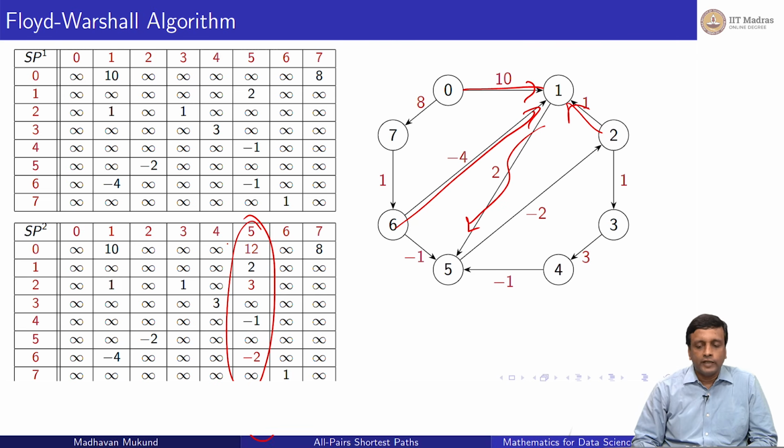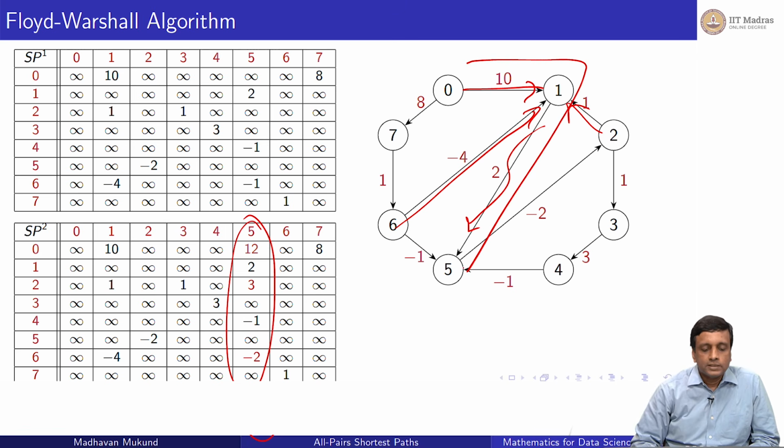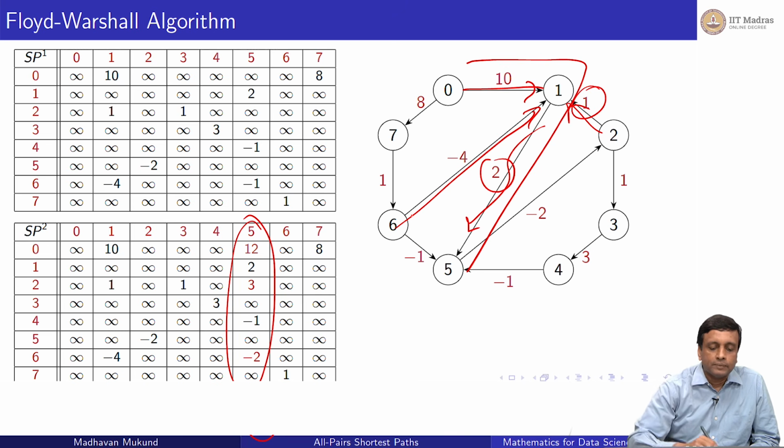So from 0 to 5, I now find that there is a shortest path, which is 10 plus 2. Okay? So I go 10 and then 2. Similarly, from 2 to 5, I find the shortest path, which is 1 plus 2, is 3. And similarly, from 6 to 5, I find the shortest path, which is minus 4 plus 2, is minus 2. Okay? So this is my first update.